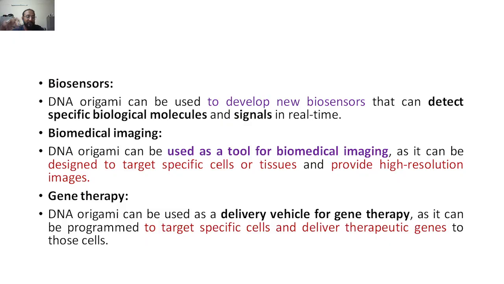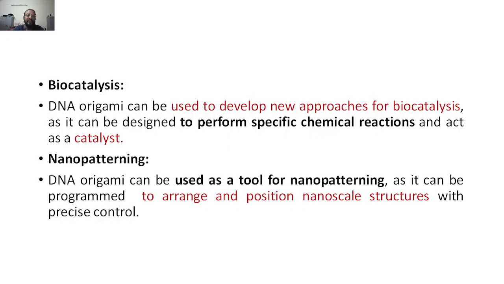Understanding? Now to replace this particular gene, we need delivery systems. For that delivery system, DNA origami can be used. Since it is DNA, it can be used very easily. Next, biocatalyst. It will help develop new approaches for biocatalysts to perform specific chemical reactions. You know that enzyme catalysts facilitate reactions. Like that, DNA origami can be used as a biocatalyst.